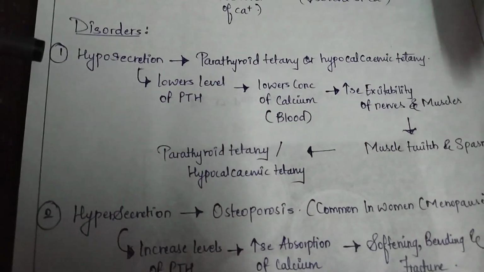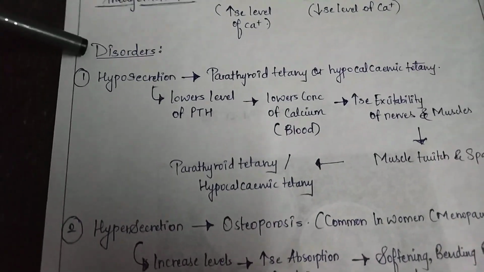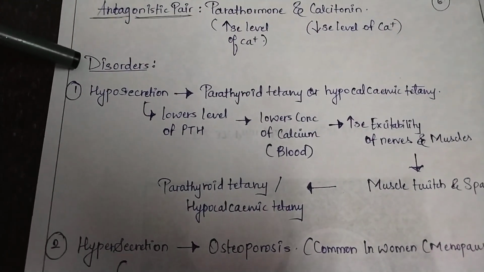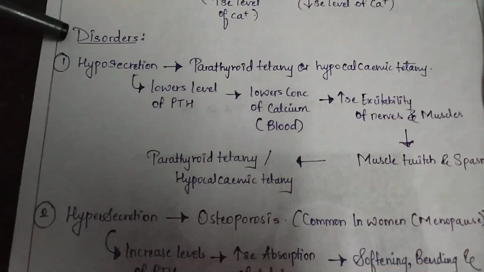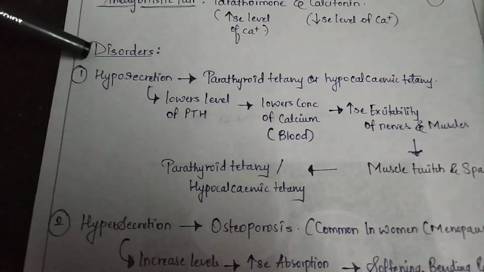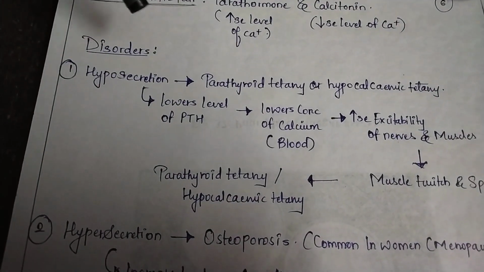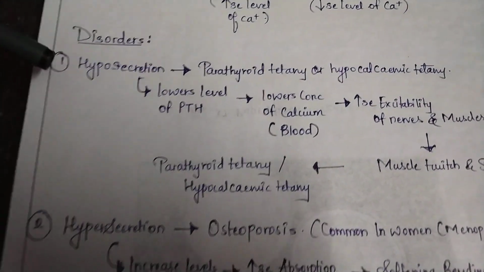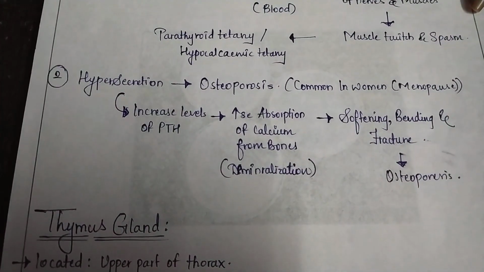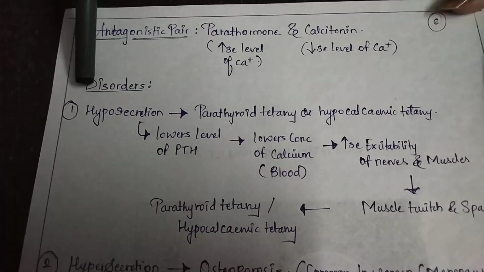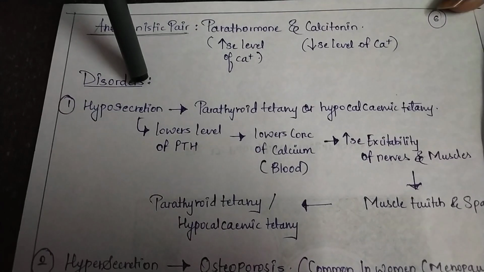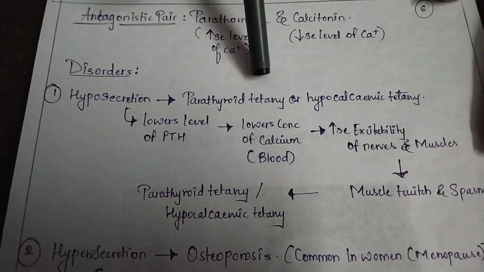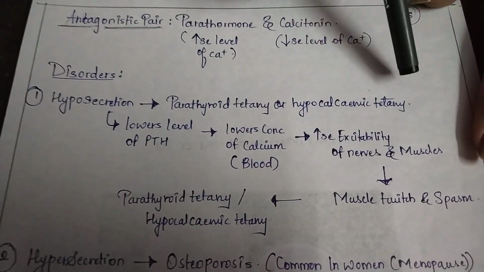Okay. Now we'll be dealing with certain disorders. Now we have done what is the mechanism, how it is working, what is the significance, structure, diagram, everything is done. The only part which remained is disorders. So in disorders, there are two parts as usual: hyposecretion and hypersecretion. When I'm concerned with hyposecretion, hyposecretion is basically leading to your parathyroid tetany, also known as hypocalcemia tetany.